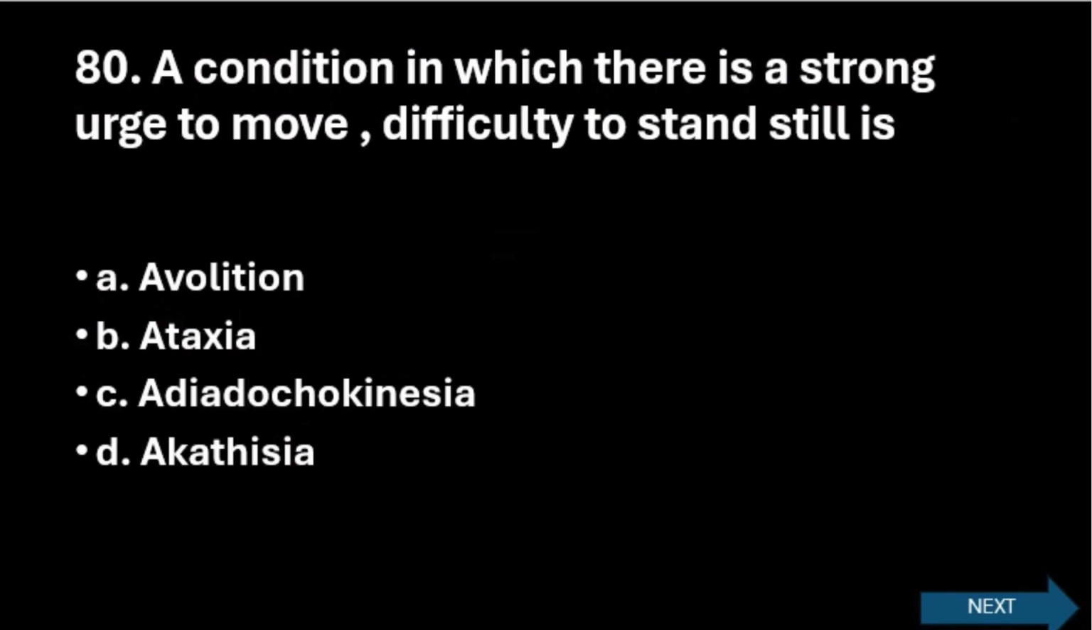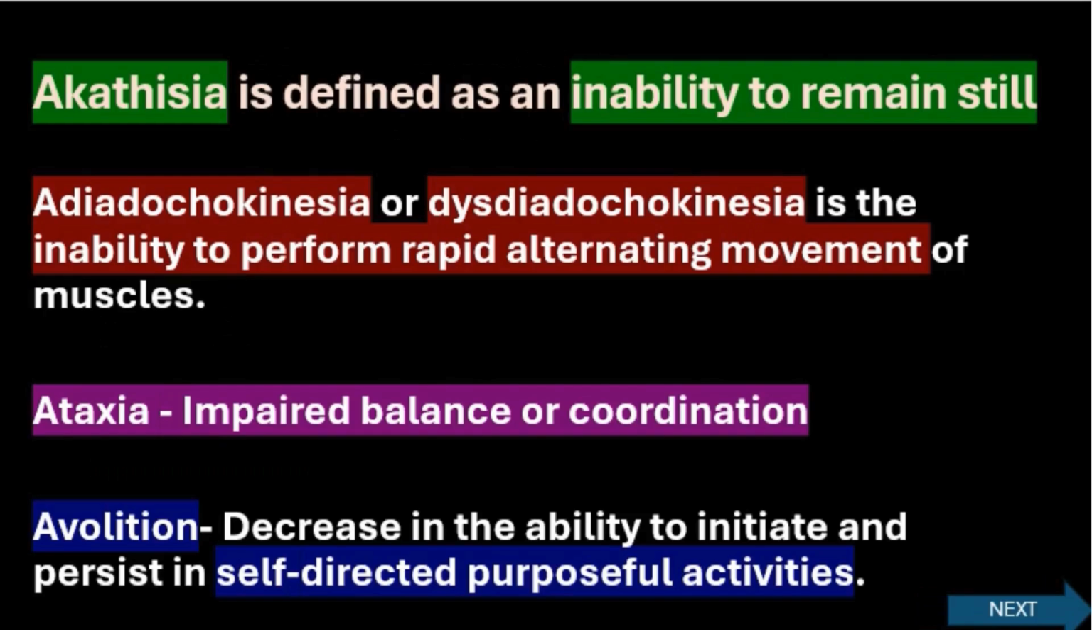Next question. A condition in which there is a strong urge to move, difficulty to stand still is option A, avolition, option B, ataxia, option C, adiadochokinesia, option D, akathisia. Here the right answer is option D, akathisia. Let us see the definitions. Akathisia is defined as an inability to remain still.